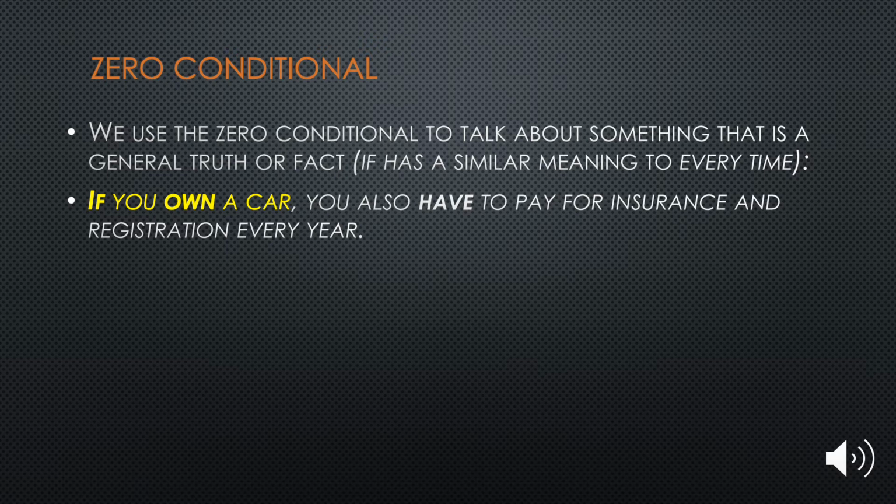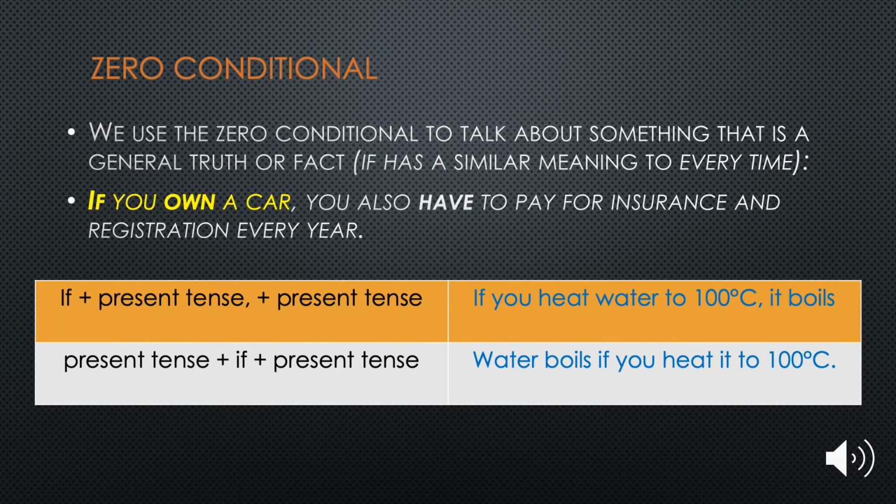And here you have a chart that explains the structure of zero conditional. So if plus present tense, plus present tense. For example, if you heat water to 100 degrees Celsius, it boils. Or you can just change the order of the items, and the result will be the same. So water boils if you heat it to 100 degrees Celsius.